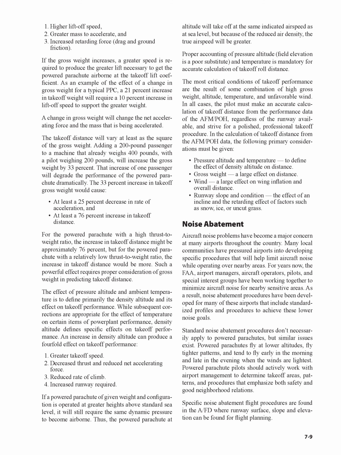Standard noise abatement procedures don't necessarily apply to powered parachutes, but similar issues exist. Powered parachutes fly at lower altitudes, fly tighter patterns, and tend to fly early in the morning and late in the evening when the winds are lightest. Powered parachute pilots should actively work with airport management to determine takeoff areas, pattern turns, and procedures that emphasize both safety and good neighborhood relations. Specific noise abatement flight procedures are found in the A/FD, where runway surface, slope, and elevation can be found for flight planning.